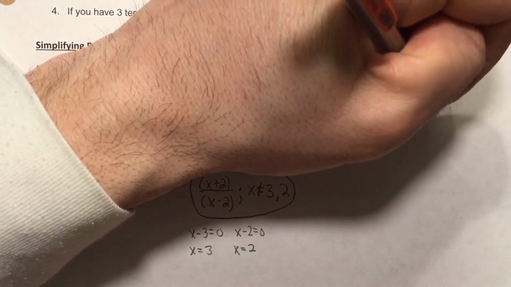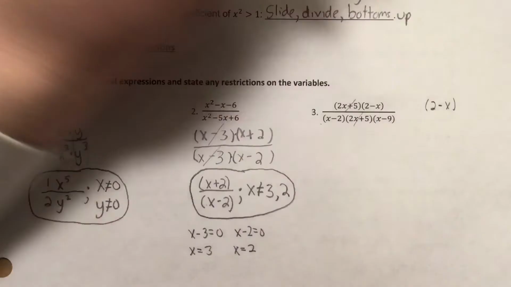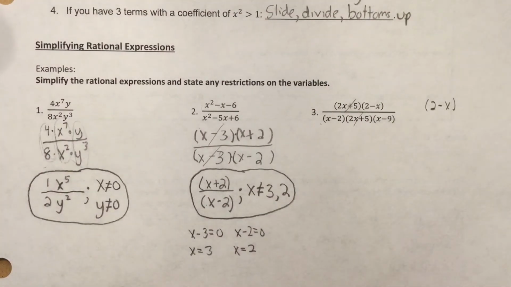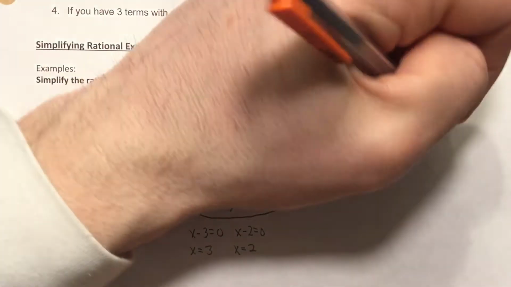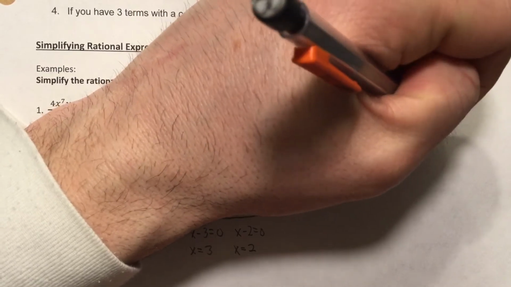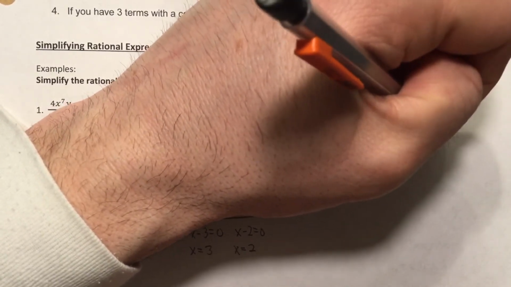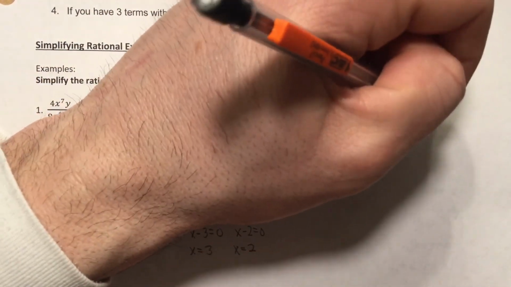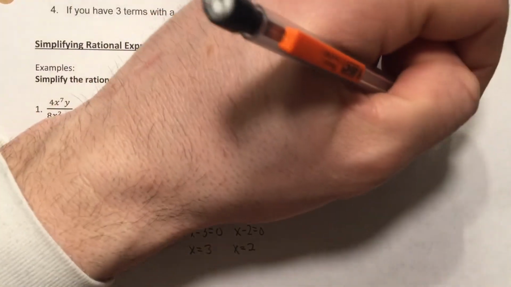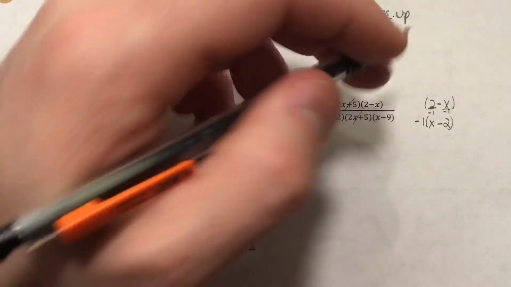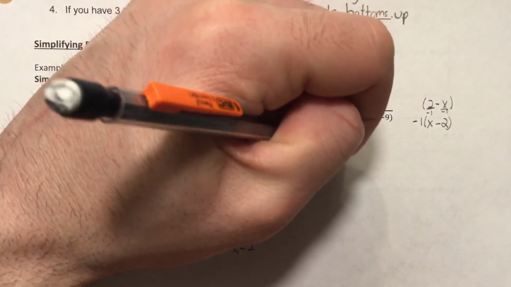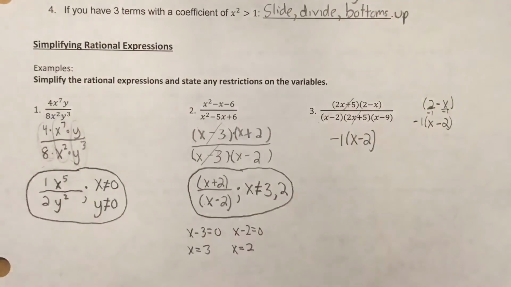So what I'm going to do, if I had this 2 minus x, I always want the x to be positive. So what I'm going to do is factor out a -1 as my GCF. If I factor out a -1 and divide everything by -1, a negative divided by negative is positive. So I have positive x and then -2. So this top, the 2 minus x, factors to -1 as my GCF times x minus 2.